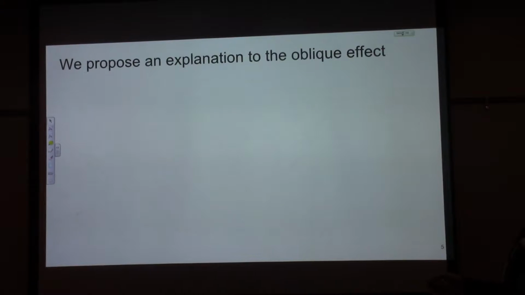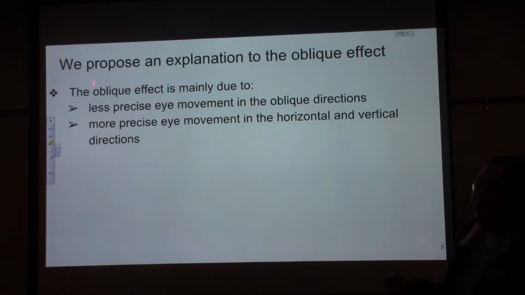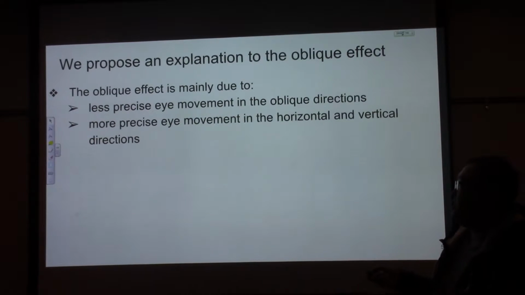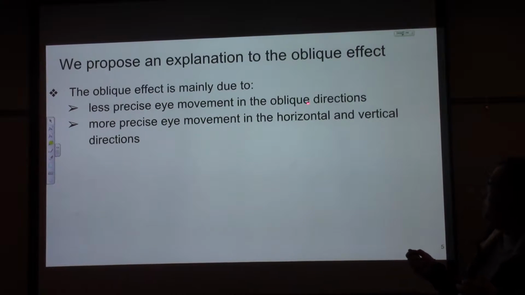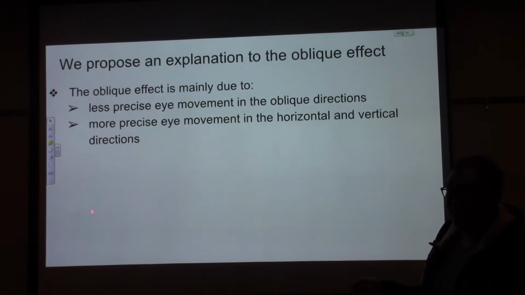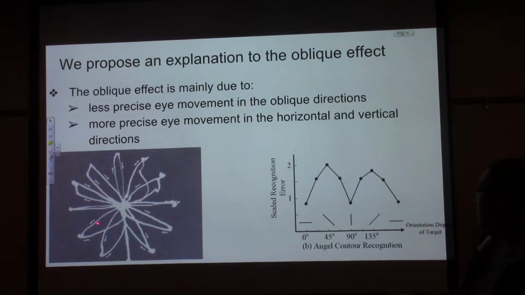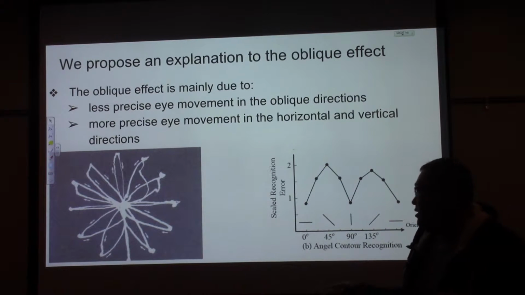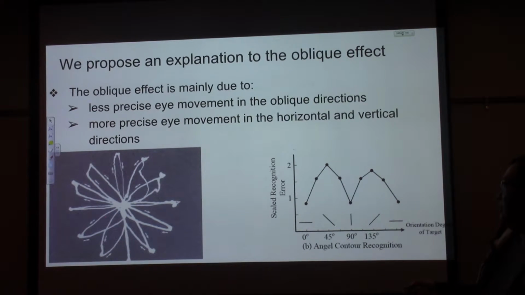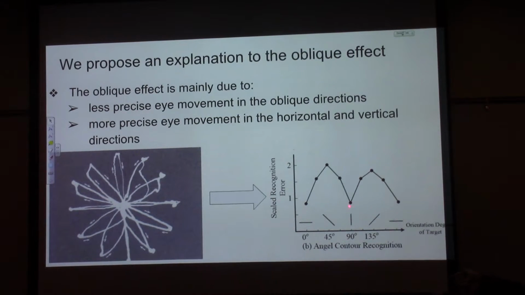So we propose an explanation that connects those two things to explain the oblique effect. Our explanation is that the oblique effect is mainly due to less precise eye movement in the oblique direction and more precise eye movement in the horizontal and vertical directions. We want to connect this performance and these findings in active vision, and we claim that it's because of this that people have such performance.